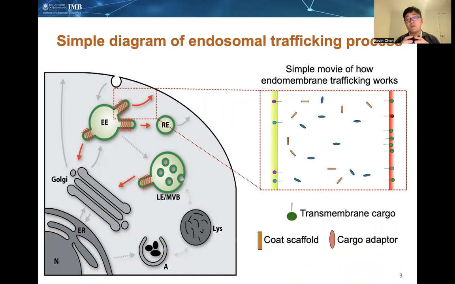As you can see, it can be divided into a cargo scaffold and a cargo adapter that grab the cargo, in this case a membrane protein or receptor, from one destination to another. We are interested in how this protein complex traffics cargo from the endosome to either the plasma membrane or the TGN.